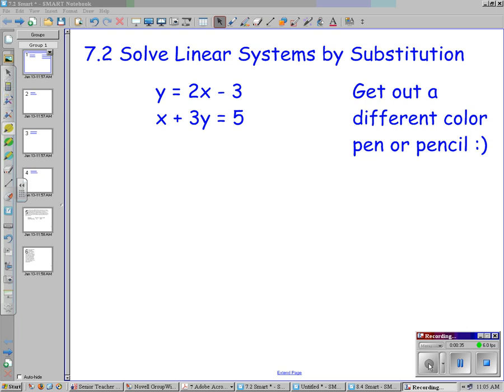Put down the system, y equals 2x minus 3, and x plus 3y equals 5, and we are not graphing. So put away your workbook right now, and have your notebook for notes out, please.